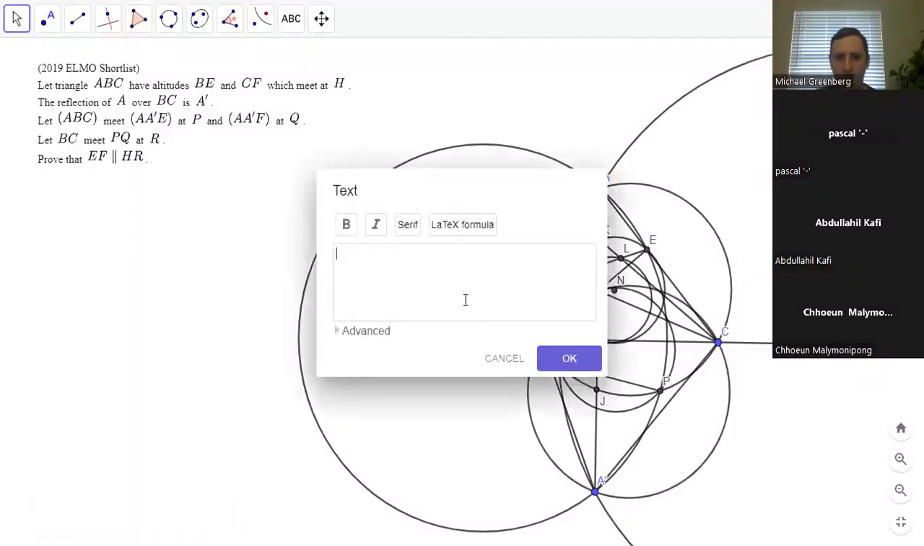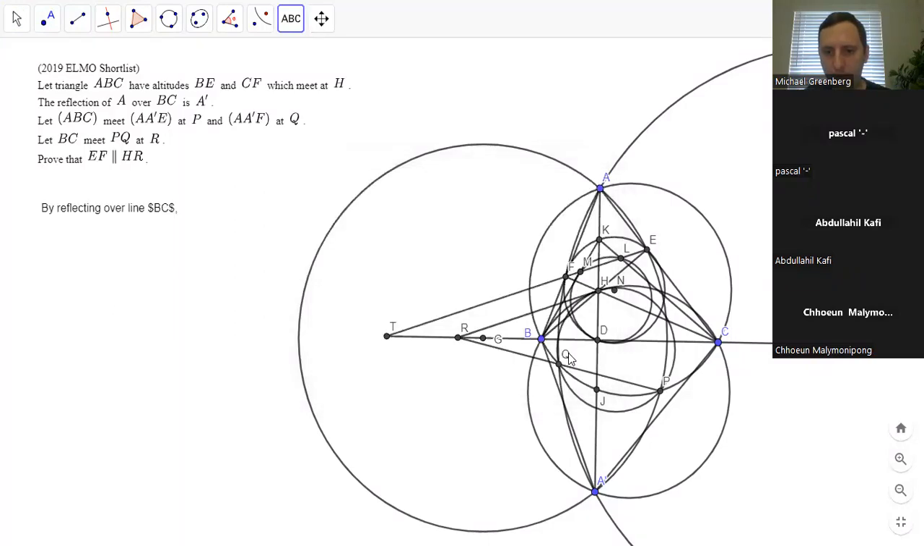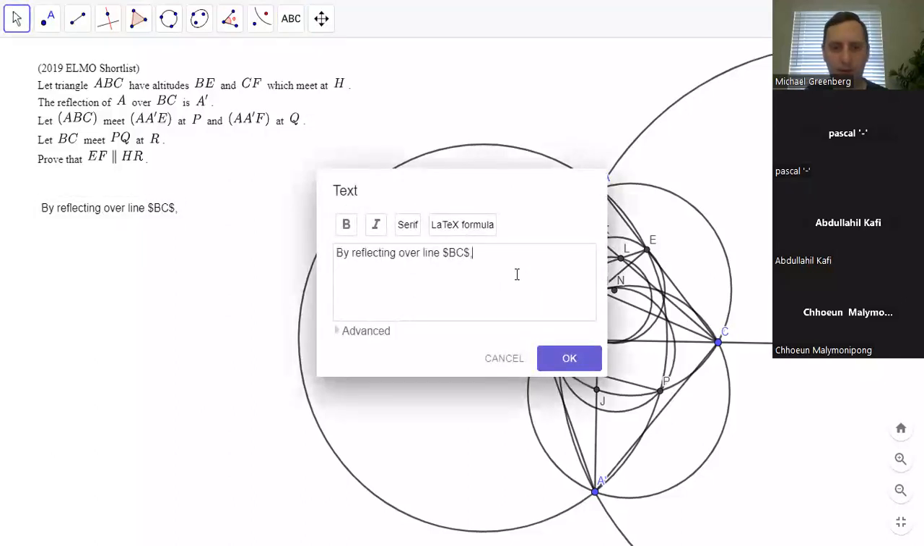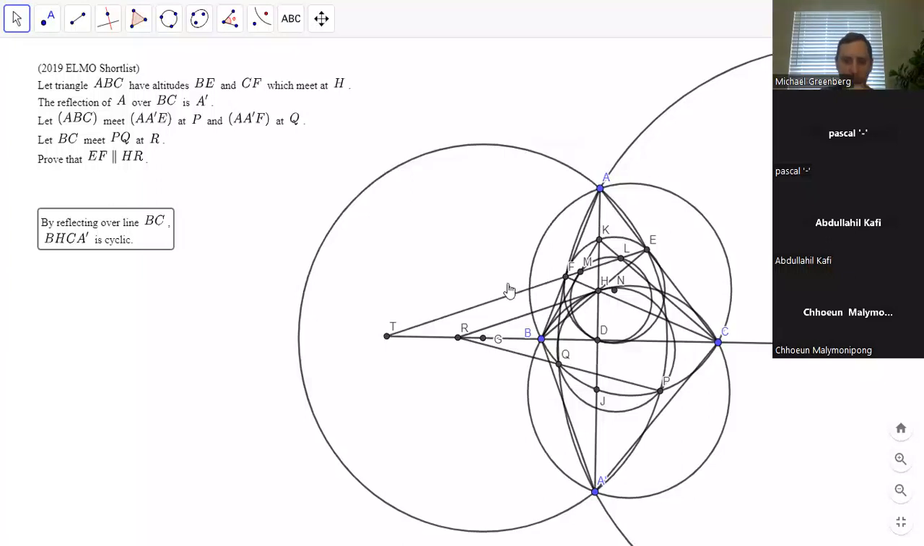So I'll say by reflecting over line BC, we find BHCA prime is cyclic. Okay. And we want to try to show that the circumcircles of PHQ and BHCA prime are tangent.